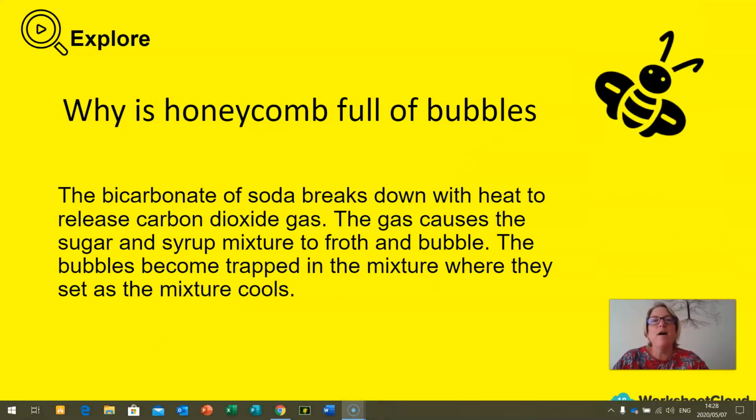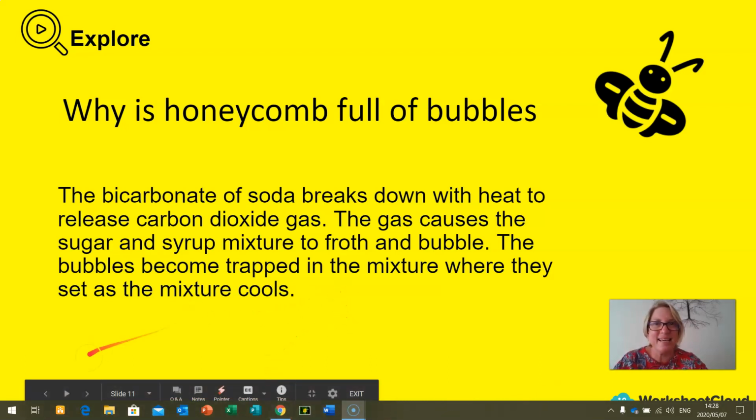Okay, so that was the fun part of the lesson. Let's go back to linking up the content with this lesson. So why is the honeycomb full of bubbles? Well, the bicarbonate of soda breaks down with heat to release carbon dioxide gas. And the gas causes the sugar and syrup mixture to froth and bubble. The bubbles become trapped in the mixture where they set as the mixture cools.